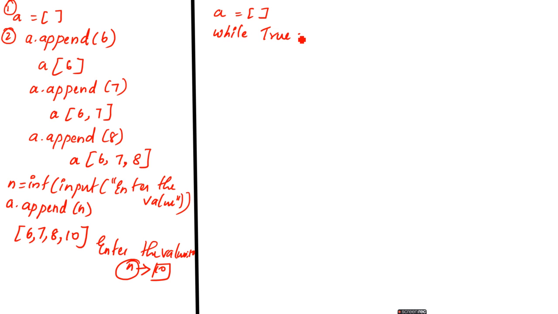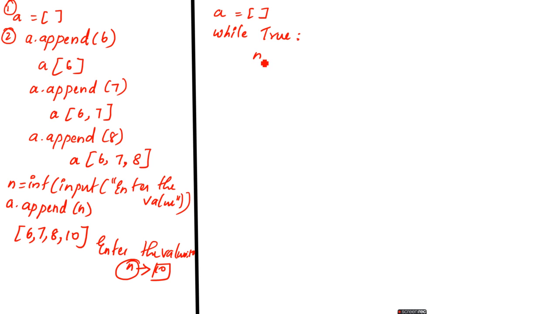We know that the while loop works based on a condition. If the condition is true, the loop will keep working until the condition becomes false. Now see, I am writing True here directly, so this loop will work continuously. If we want to stop the loop, we have to create a break statement here. So first we have to input the values to the list, then we have to append it, and after that we have to create the break statement.